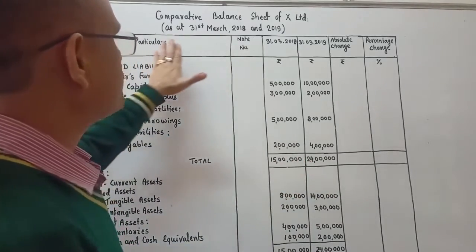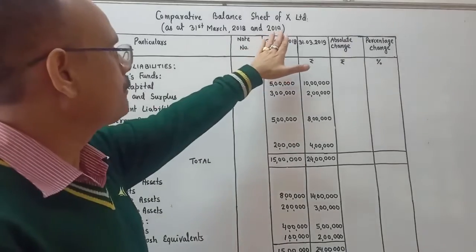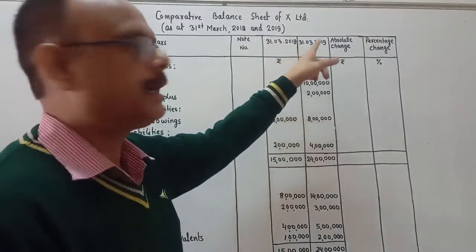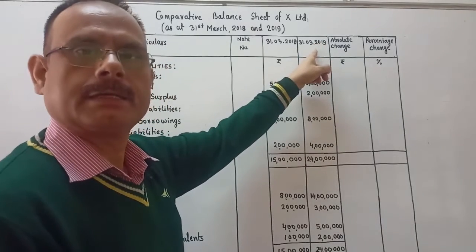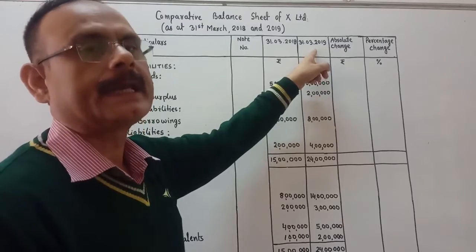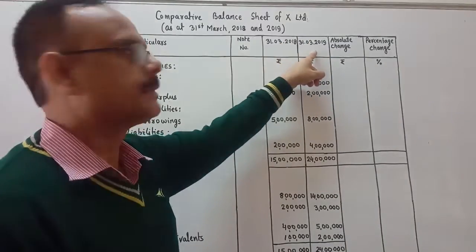So the format is particular: note number. This is the figure for the previous year, 31st March 2018, and this is the figure for the current year 2019, or the next year figure.